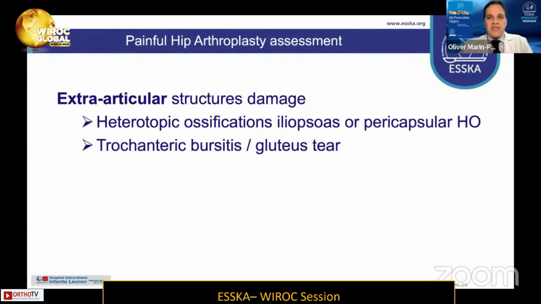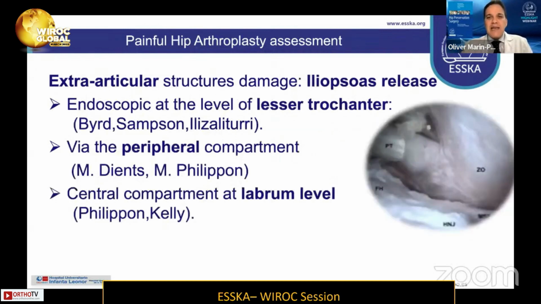So for patients with total hip replacement, the main problem that we usually find, and for which we do the indication for arthroscopy, is the extra-articular problem. You can find heterotopic ossification that could be painful. Sometimes you have some trochanteric problems in these patients, but mainly the problem that we usually find here is the painful iliopsoas in a total hip replacement.